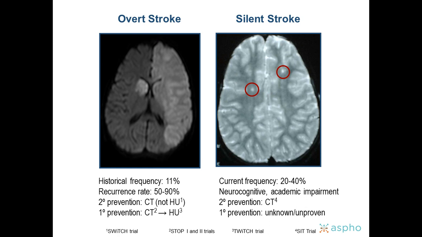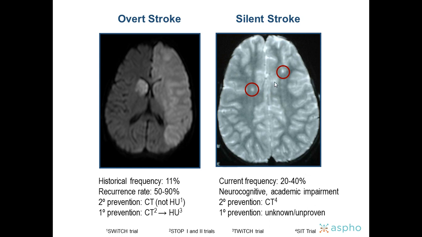Historically, 10 to 11% of kids with sickle would have an overt stroke by 18 years of age. And once you had one, the recurrence rate was 50 to 90%. And so the way to prevent the second stroke was chronic transfusions. Now we know that hydroxyurea is not a good substitute for secondary prevention of overt stroke. But we can do primary prevention with both chronic transfusions or chronic transfusions followed by an overlap to hydroxyurea. And these are the trials indicated below here.